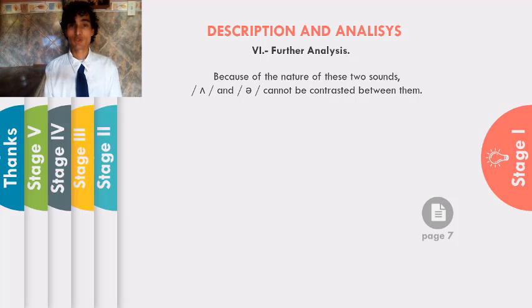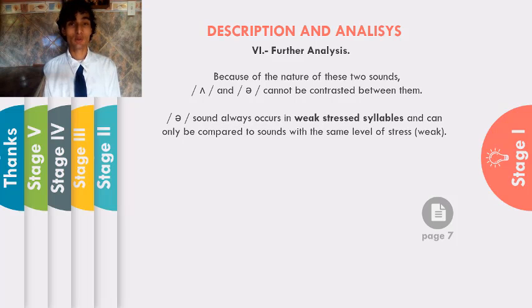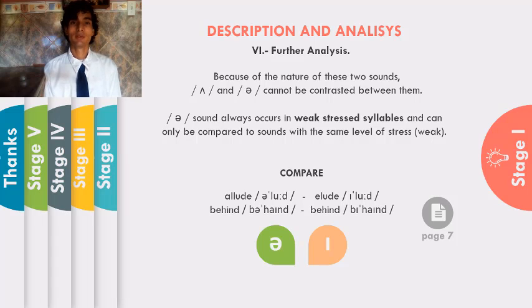Because of the nature of these two sounds, we cannot compare them between them. In the case of the unstressed schwa, it is always weak, it is always unstressed. So it can only be compared to sounds with the same level of stress, which is weak. The closest sound to this one would be the reduced e sound in unstressed syllables, always in unstressed syllables. And even this sound can sometimes be reduced to an unstressed schwa. Now let's compare the words allude and elude, and compare the different pronunciations of the word behind and behind.